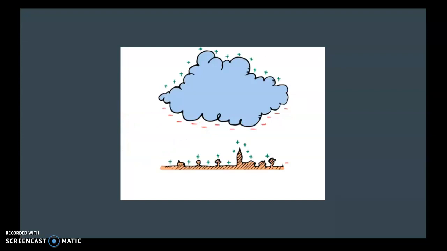Charging by induction also occurs during thunderstorms. The negatively charged bottoms of clouds induce a positive charge on the surface of the earth below. Most lightning is an electrical discharge between oppositely charged parts of clouds. The kind of lightning we're most familiar with is the electrical discharge between clouds and oppositely charged ground below.